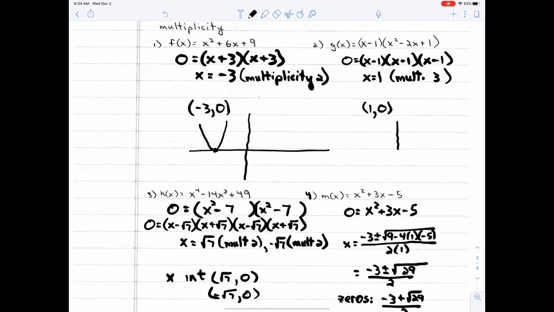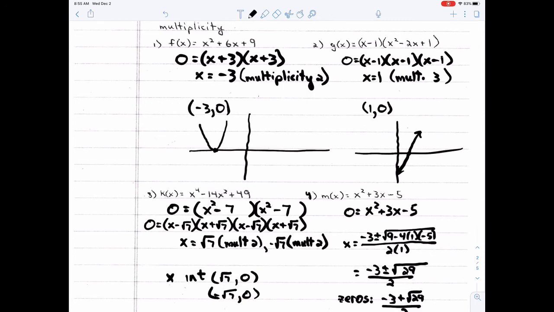Whereas if it's a multiplicity that's an odd number, it will pass through the graph, but only once, okay, for that particular x-intercept. And again, we'll talk more about that when we actually look at graphs, but these are just things that I hope to clarify, so once we actually put it all together and start making graphs, I think it won't be as bad as all of this looks.